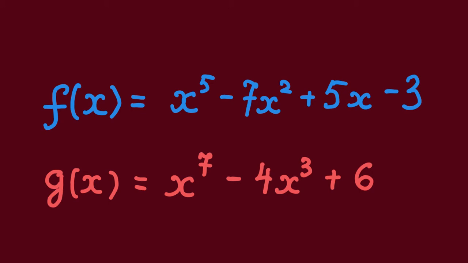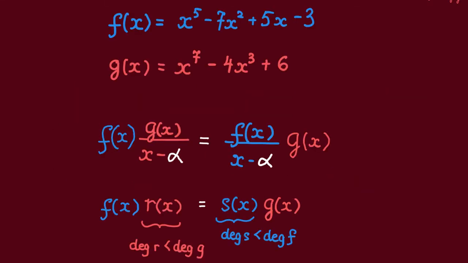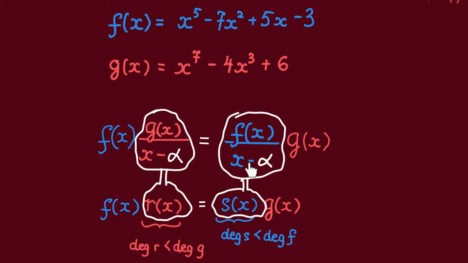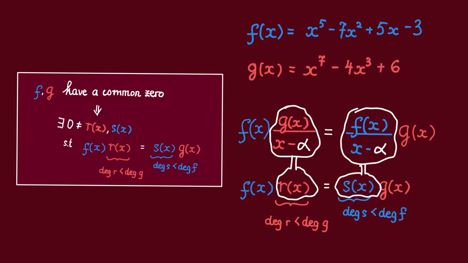Let us try to first find a necessary condition. And to do so, we want to think of roots as factors. So suppose that f and g have a common root alpha. This means that x minus alpha must divide both f and g. In other words, g(x) divided by x minus alpha must be a polynomial of degree strictly less than the degree of g. Similarly, f(x) divided by x minus alpha must be equal to some polynomial of degree strictly less than the degree of f. Thus, we immediately see the following necessary condition.